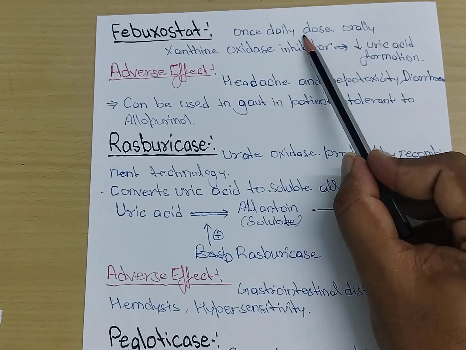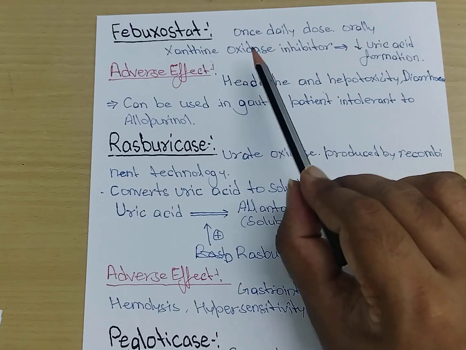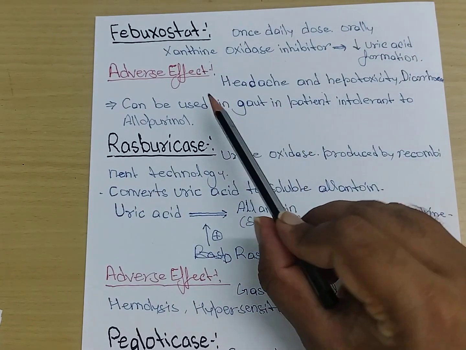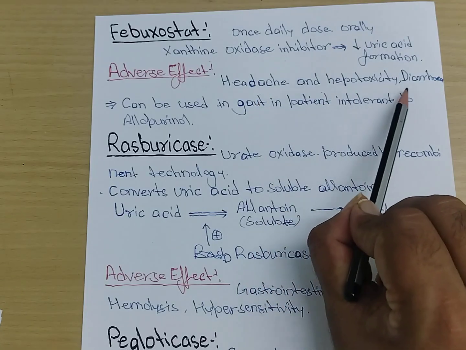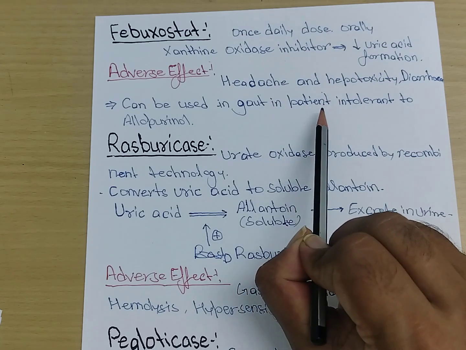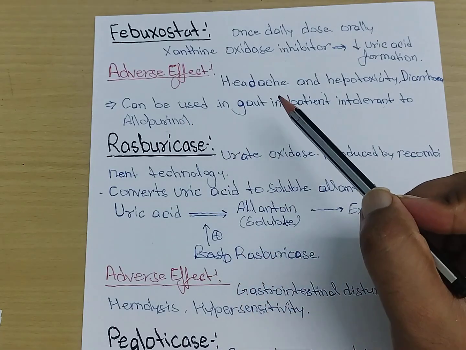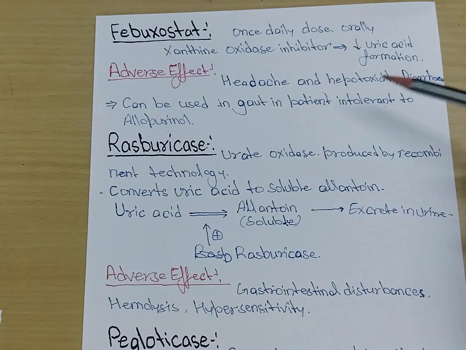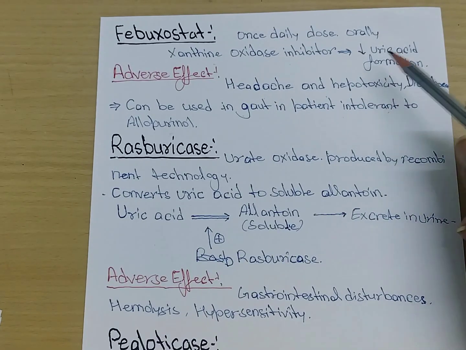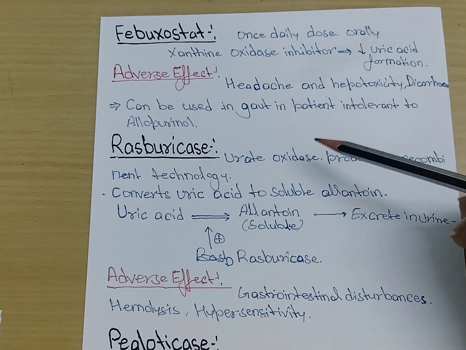Febuxostat is given as a once daily oral dose, and it is a xanthine oxidase inhibitor that decreases uric acid formation. Adverse effects are headache, diarrhea and hepatotoxicity. It can be used in gout in patients who are intolerant to allopurinol. Like in the case of kidney disease patients, we can use febuxostat.